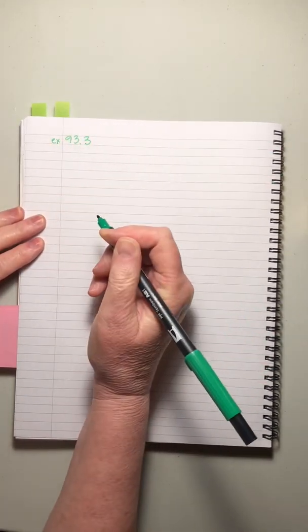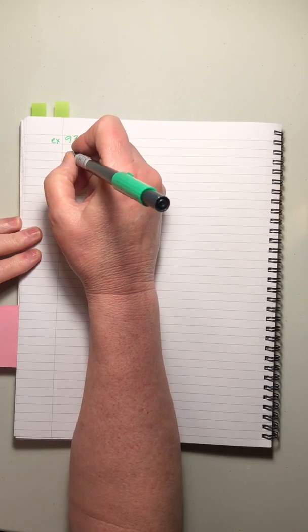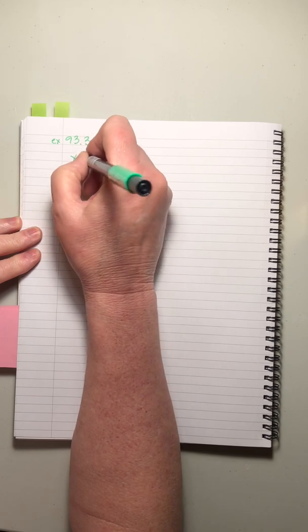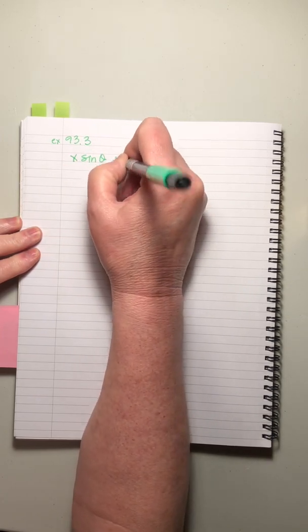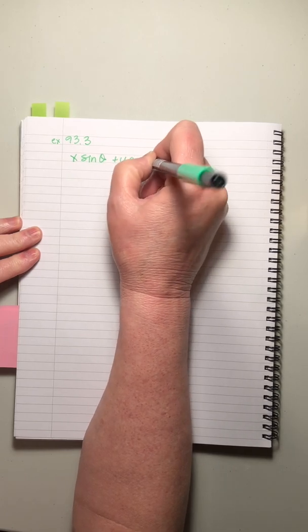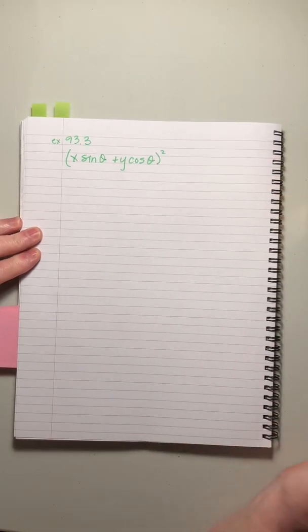93.3. Show. Okay, this one gets a little crazy. Kind of drives me crazy, this one. X times the sine of theta. Let that freak you out for just a minute.